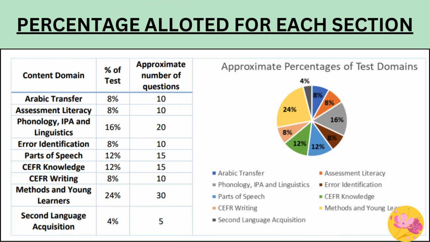Before we start today's topic, let us go through the percentage allotted for each section. Here you can see the percentage and the approximate number of questions that will be in our exam with respect to each of the topics that we will be preparing for. Arabic transfer is 8% of the test, with approximately 10 questions based on this topic.